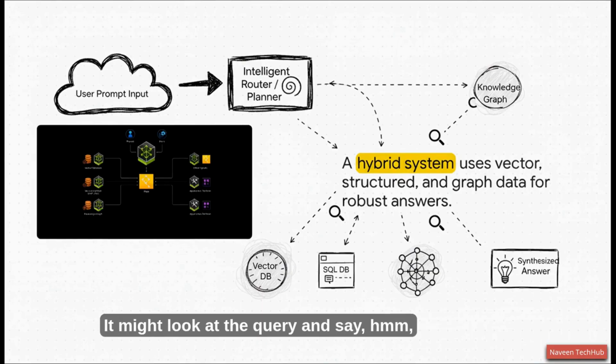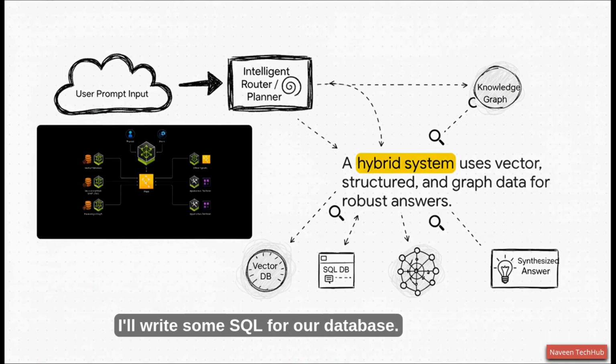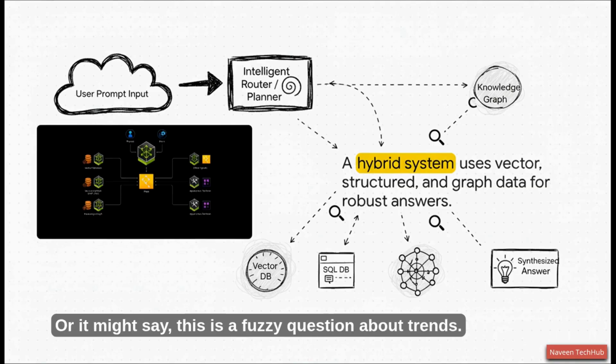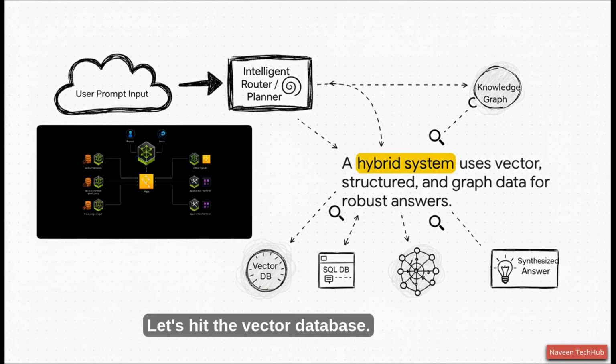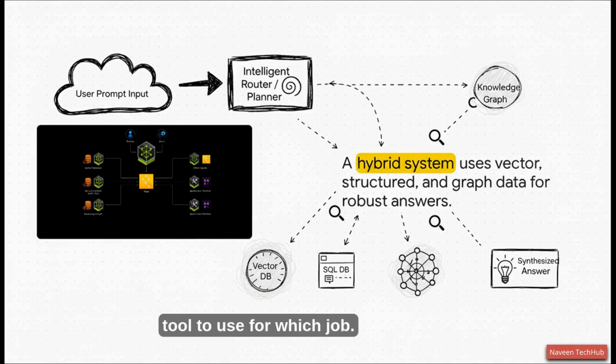It might look at the query and say, this looks like it needs a specific list of customers. I'll write some SQL for our database. Or it might say, this is a fuzzy question about trends. Let's hit the vector database. Or even, this is about who works with whom. That's a job for a Cypher query on our graph. It's like an expert that knows exactly which tool to use for which job.